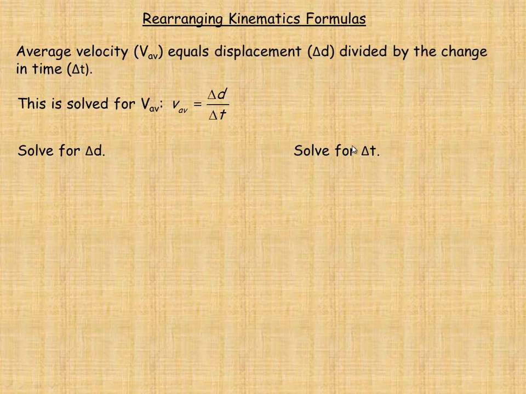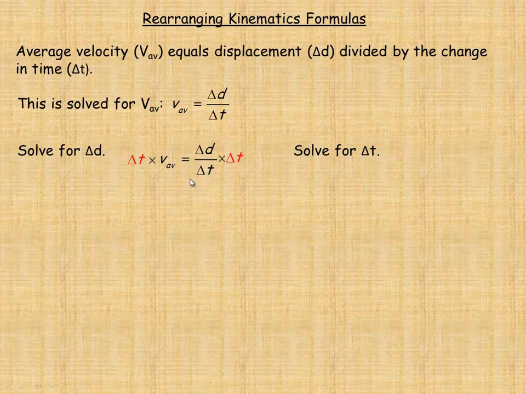Now what we're going to do here is rearrange this for the delta D or displacement and then also for delta T. And so let's start with this same formula here. Now if I want to rearrange or solve or isolate for the delta D, then I want to get rid of this delta T on the bottom. Right now the delta T is divided into the delta D, and so the opposite of dividing by delta T would be to multiply both sides by delta T.